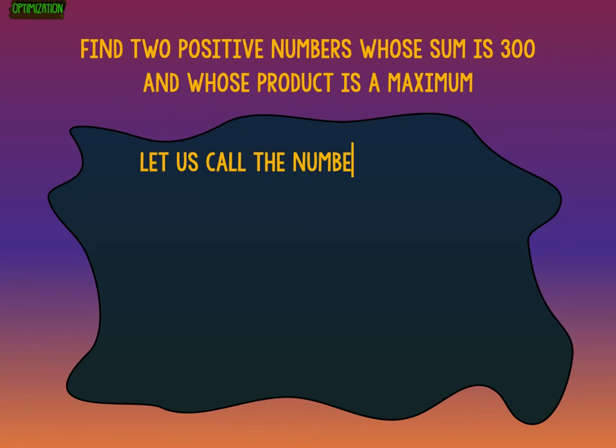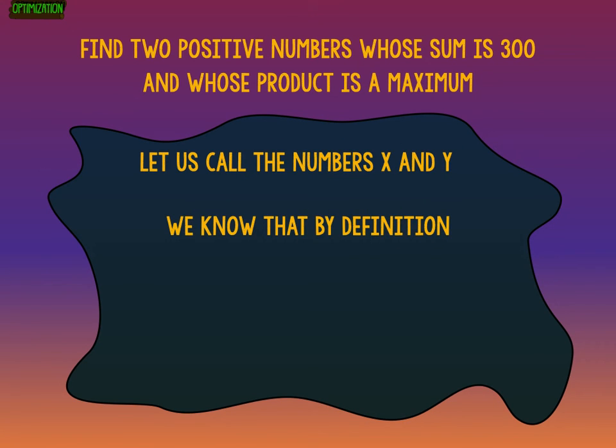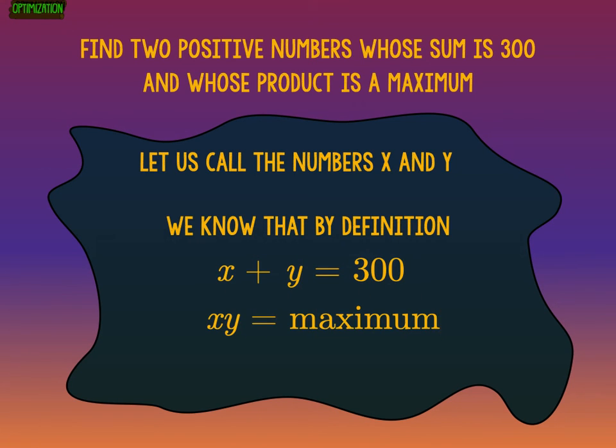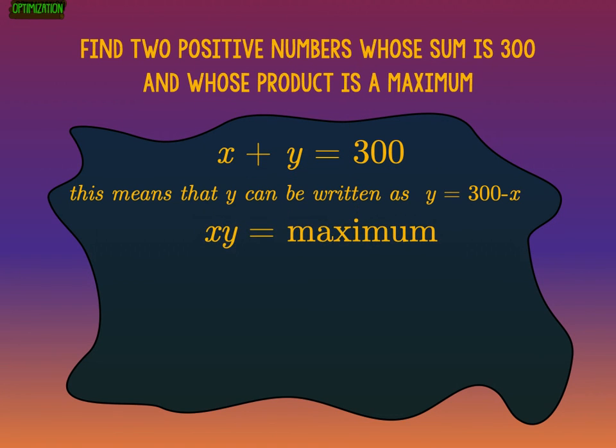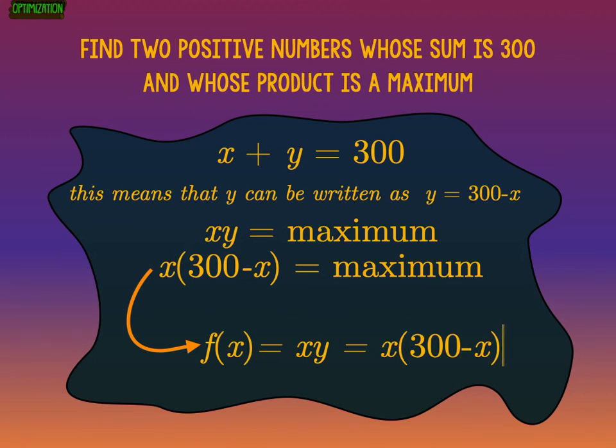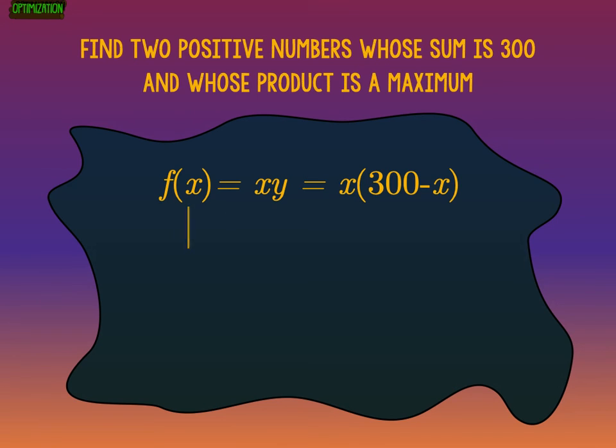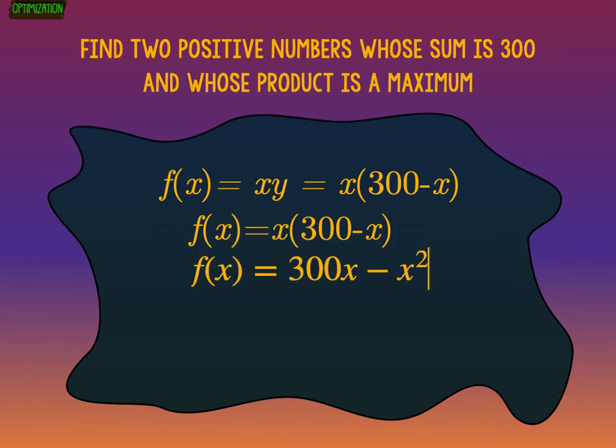Alright, so we're going to call the two numbers x and y. And we know that by definition that means that x plus y is 300, and x times y, we're going to call that maximum. Now when we say x plus y equals 300, that means that y can be written as 300 minus x. So when we see xy, that's really going to be x times 300 minus x equals maximum. So we're going to call this thing a function: x times 300 minus x. And we know that can be written as 300x minus x squared.